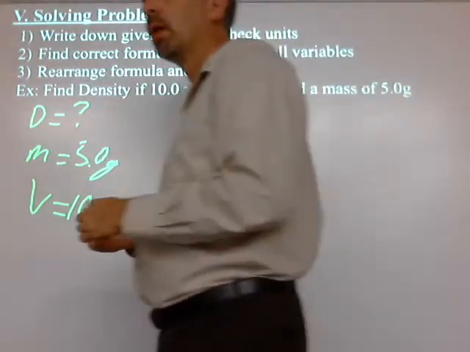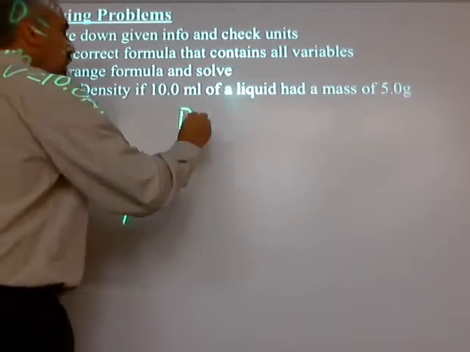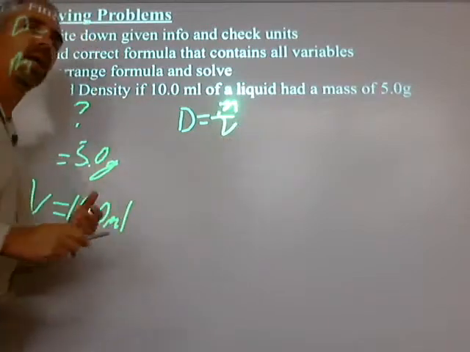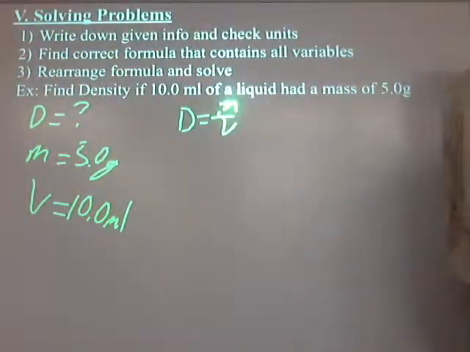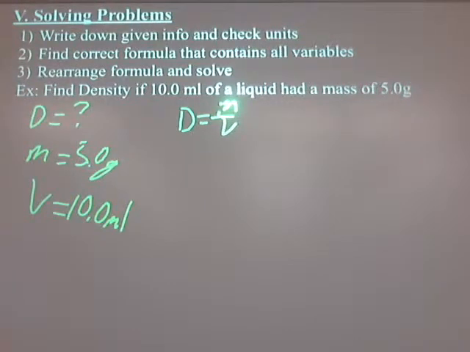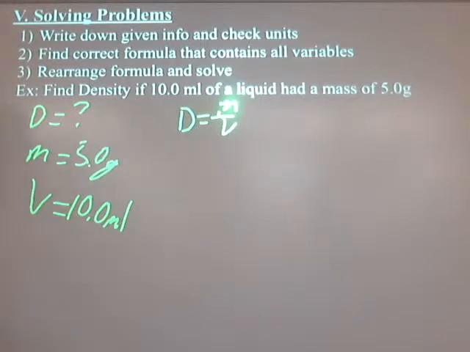Second step, got to find the right equation. Well, here's where this chapter makes it real easy. There's only one equation we're using. What is it? D equals M over V. That will not be the case when we get to gases. When we get to gas laws, there'll be multiple possible equations you can use. You have to figure out which one applies in this case. And sometimes that's confusing. Okay?